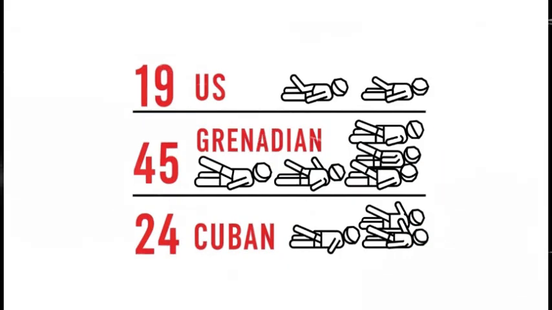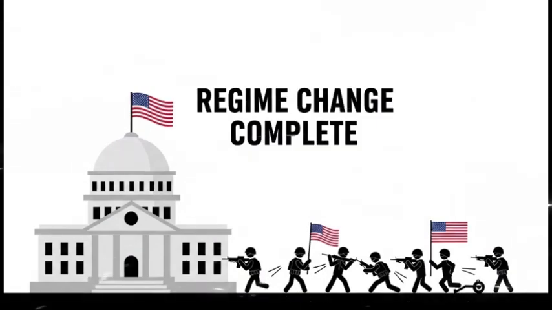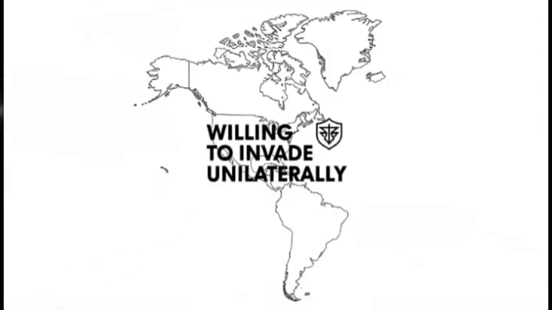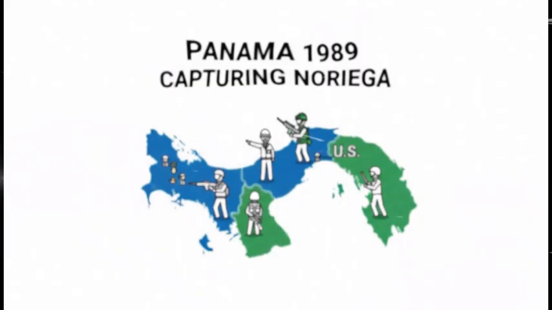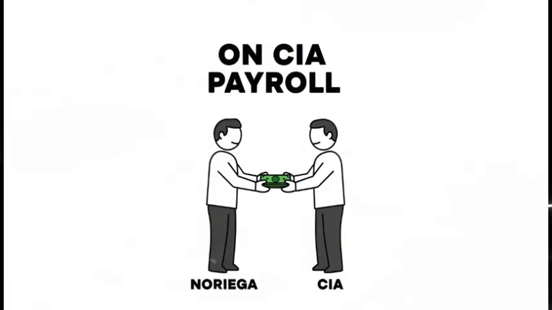19 Americans died. 45 Grenadian soldiers and 24 Cuban fighters were killed. The government was replaced with one friendly to the United States. And American troops left within weeks. It was a small operation. But it signaled that the United States was willing to invade countries unilaterally if it saw a communist threat in its hemisphere. Panama, capturing Noriega, 1989.